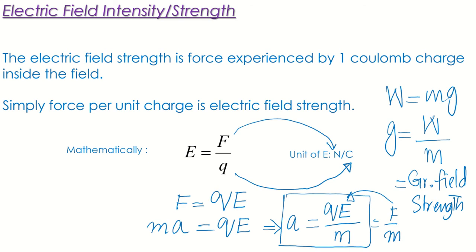If the electric field is constant, then acceleration is constant. But if the electric field is not uniform, then the acceleration will be non-uniform, different at different locations.